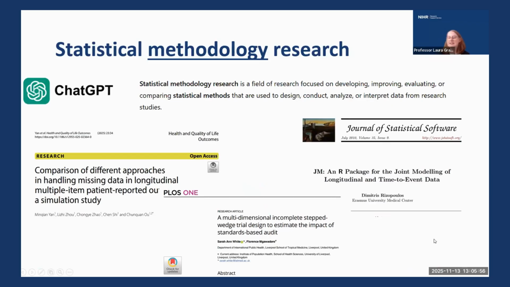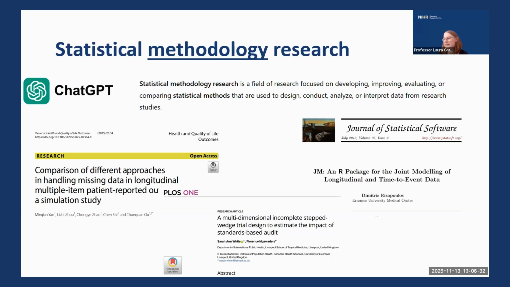And what do I mean by statistical methodology research? Well, this is research about how we do research. I asked my friend ChatGPT to give me a definition, and I think they summed it up quite well. So statistical methodology research is a field of research focused on developing, improving, evaluating, or comparing statistical methods that are used to design, conduct, analyse, or interpret data from research studies, which I think sums it up quite well. So it's looking at the methods we use as statisticians and trying to improve those methods.